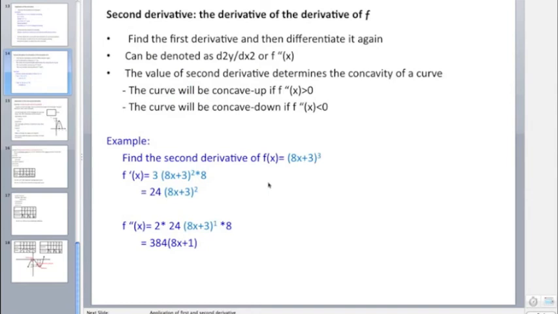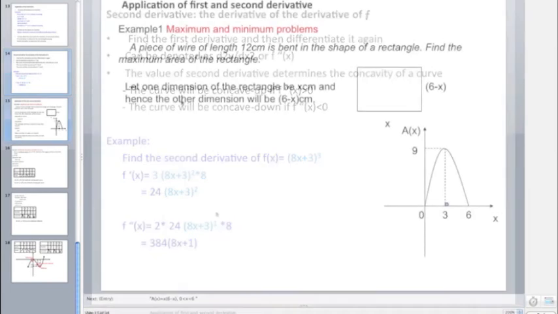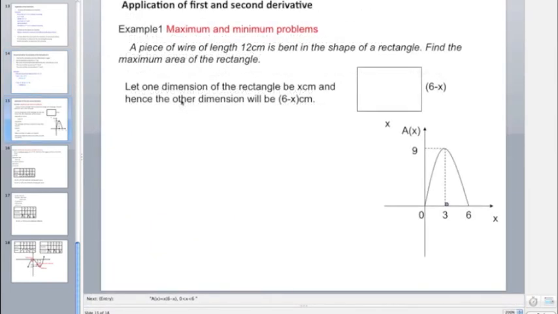Now let's know more about the second derivative. The second derivative can be gained if we differentiate the first derivative again, and its value determines the concavity of a curve. If the curve is concave up, it's positive. If concave down, negative. This is the example about gaining the second derivative. Now I'm going to talk about the application of first and second derivatives.